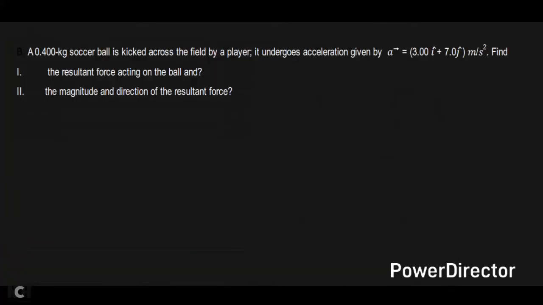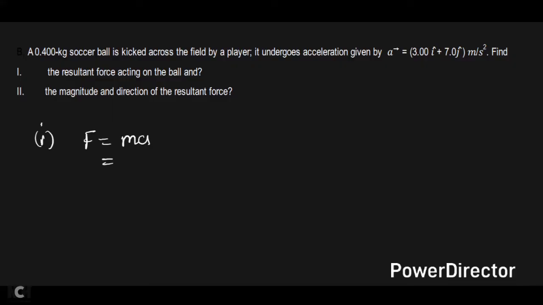Now let's go to another type of question, which is saying a 0.400 kg soccer ball is kicked across the field by a player. It undergoes acceleration, which is a is equal to 3.00 i plus 7.0 j meters per second squared. Find the resultant force acting on the ball. So meaning that what are we looking for? We are calculating the resultant force that is acting on the ball.